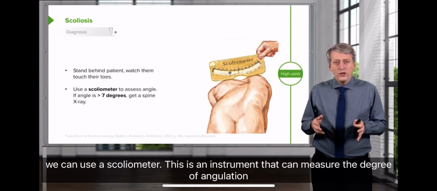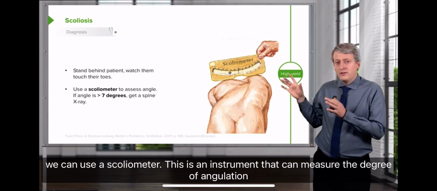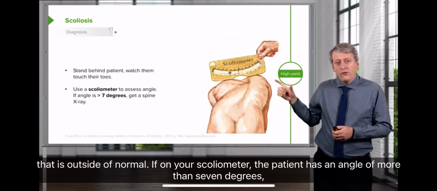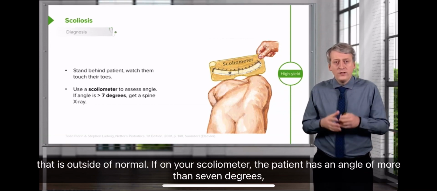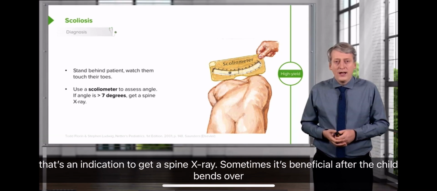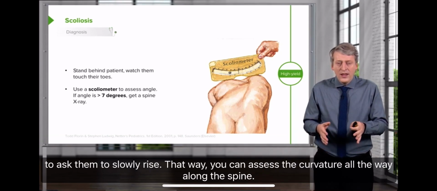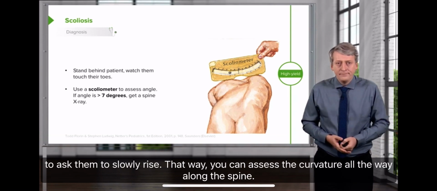Then, if we wish, we can use a scoliometer. This is an instrument that can measure the degree of angulation that is outside of normal. If on your scoliometer the patient has an angle of more than 7 degrees, that's an indication to get a spine X-ray. Sometimes it's beneficial after the child bends over to ask them to slowly rise. That way you can assess the curvature all the way along the spine.